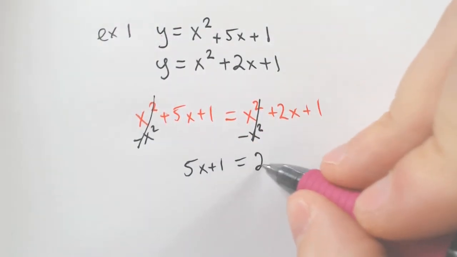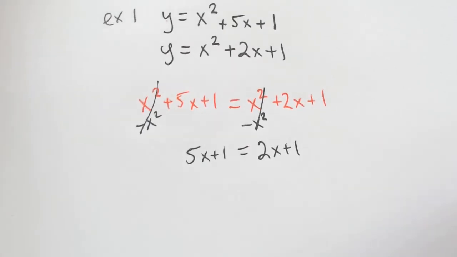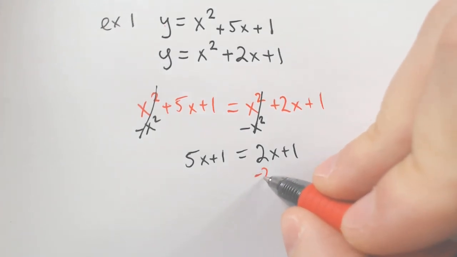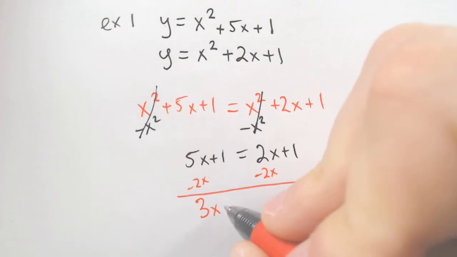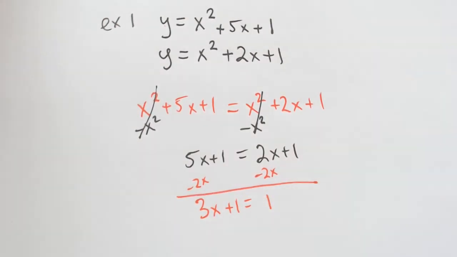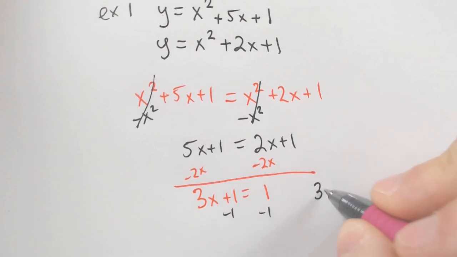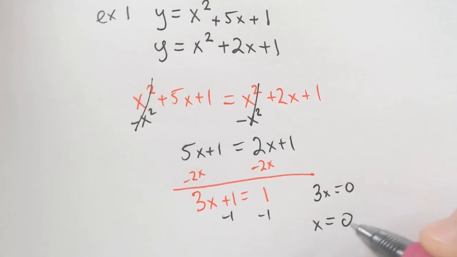Now we don't have an x squared, and we need to solve it without factoring, by just solving an equation. So I'm going to subtract 2x. We would get 3x plus 1 equals 1. Subtract 1. If 3x is equal to 0, then that means that x must be equal to 0.